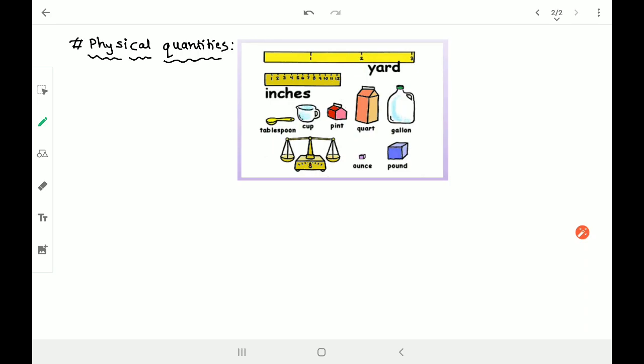For example, weight is measured in kg or in gram. Height is measured in centimeter, meter, maybe even kilometer sometimes, like the height of the Himalaya, which is measured in kilometer. Distance is measured in centimeter, meter, kilometer. Volume is measured in cc, that is cubic centimeter, or in liter, milliliter. Temperature is measured in degree Celsius, Kelvin, or Fahrenheit. So all these physical quantities have their own measuring tool as well as their own unit.